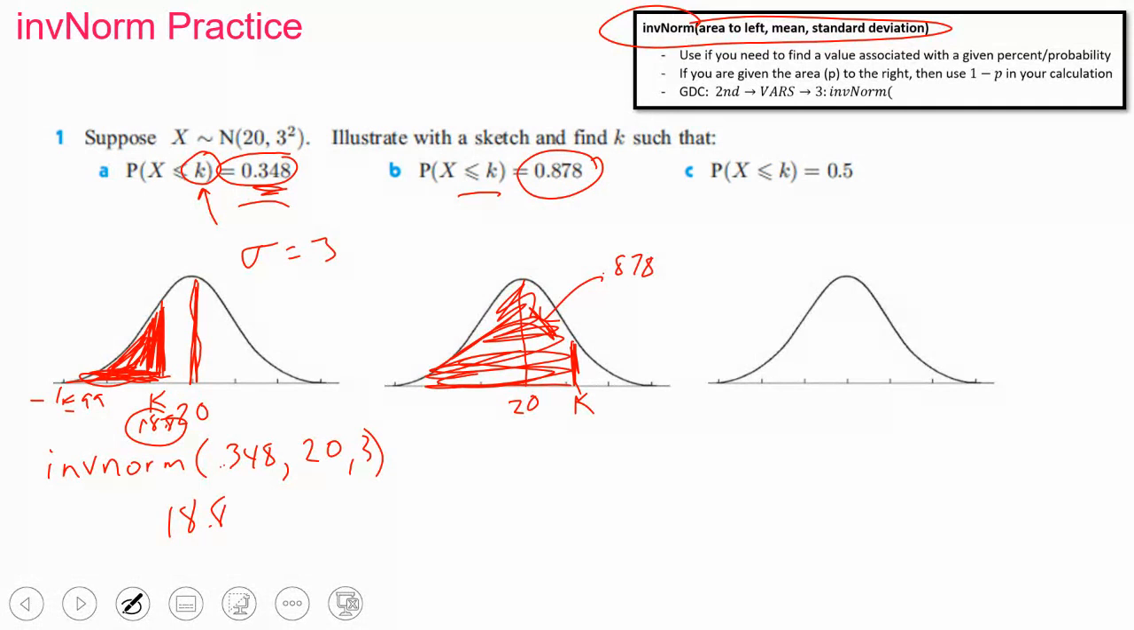So you put it in your calculator. You just do second enter. You can bring back up the same thing. You get 23.5. Again, you make the picture, helps you check it, make sure your answer makes sense. The last one here, you don't even need to use your calculator because it says the area to the left is 0.5. Well, that has to be our mean value.